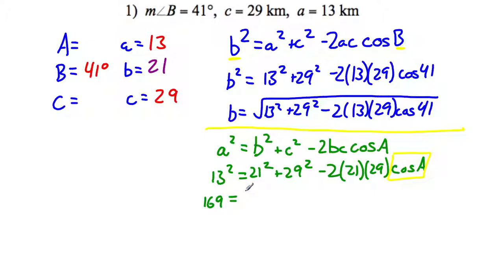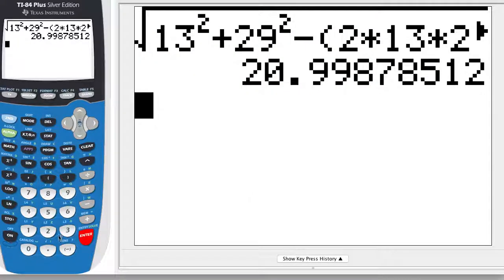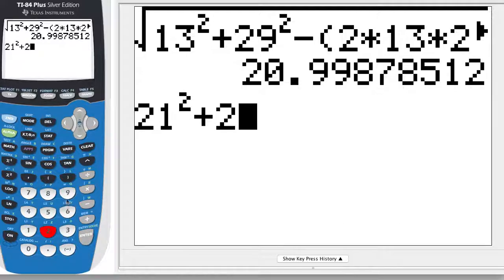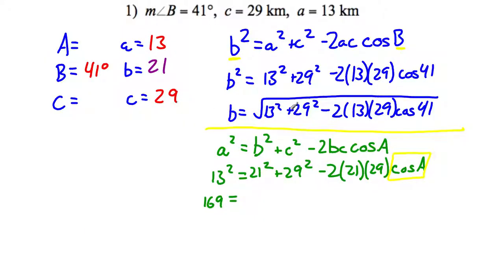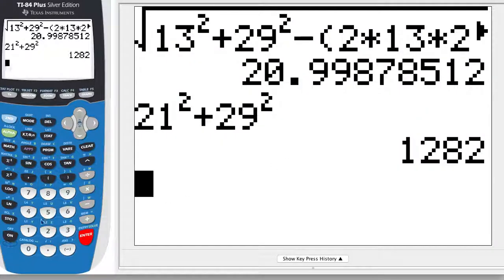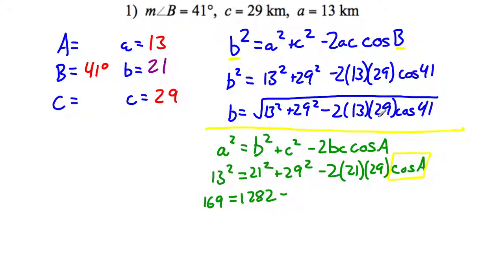So 13 squared is 169. 21 squared plus 29 squared would give me 1282. And 2 times 21 times 29 is going to be 42 times 29, which would give me 1218. It's always 1218.